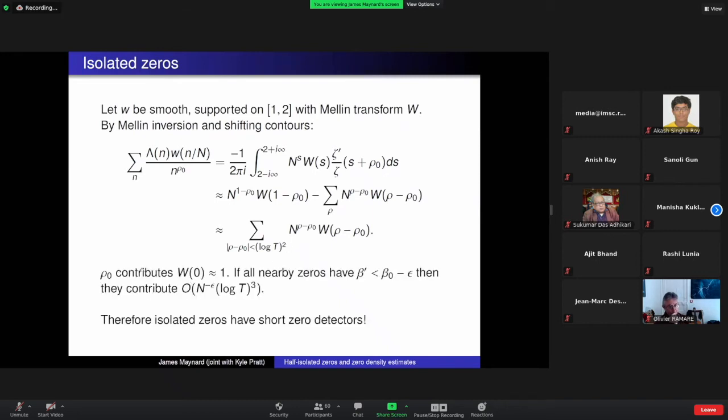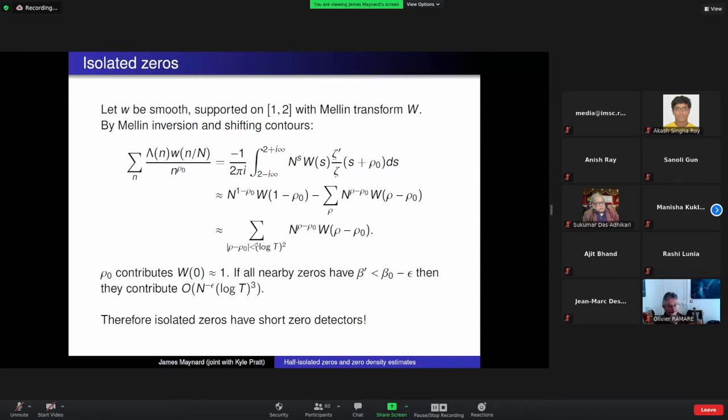So if rho 0 itself is a genuine zero of the zeta function, then that appears in this sum, because certainly rho 0 minus rho 0 is less than log t squared, and that contributes a quantity which is of size about 1. So if there were no other zeros at all which appeared in this sum, then this would mean that we would have shown that this Dirichlet polynomial, which is quite short on the left-hand side, takes a large value at rho 0, because rho 0 would basically be the only term, and the whole thing would be of size 1.